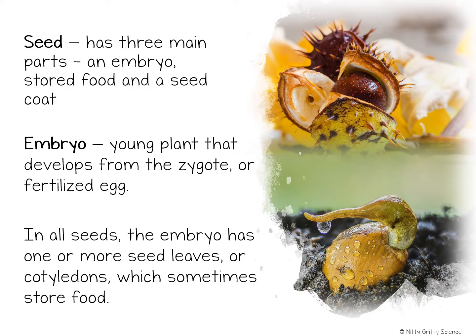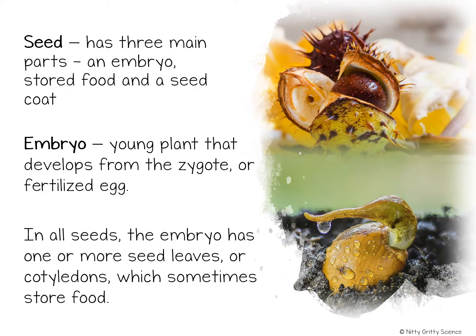Now, inside seeds are already a partially developed plant. If a seed lands in an area where conditions are favorable, the plant sprouts out of the seed and begins to grow. A seed has three main parts: an embryo, stored food, and a seed coat. The young plant that develops is called the embryo, and the embryo already has the beginnings of roots, stems, and leaves.